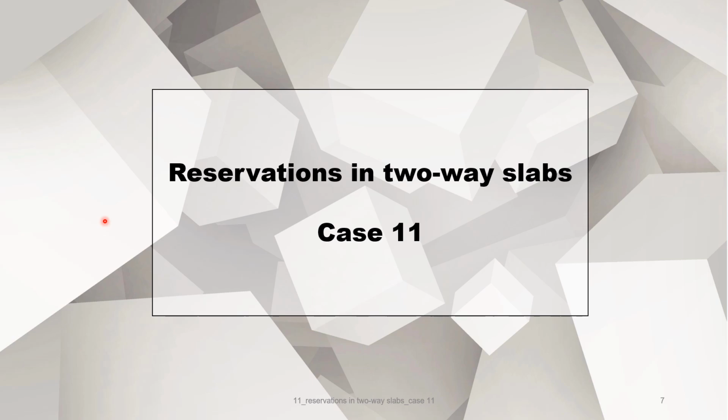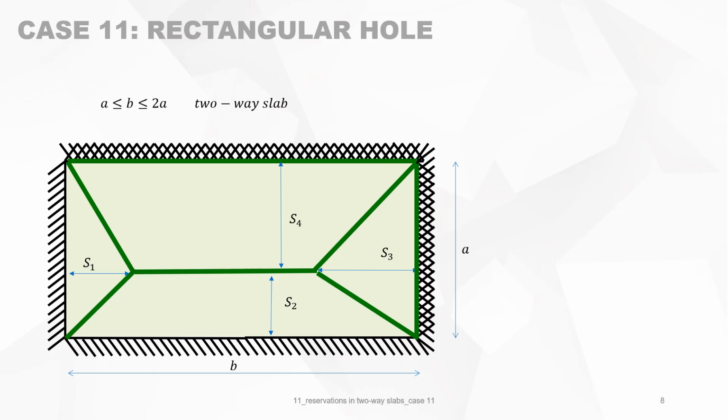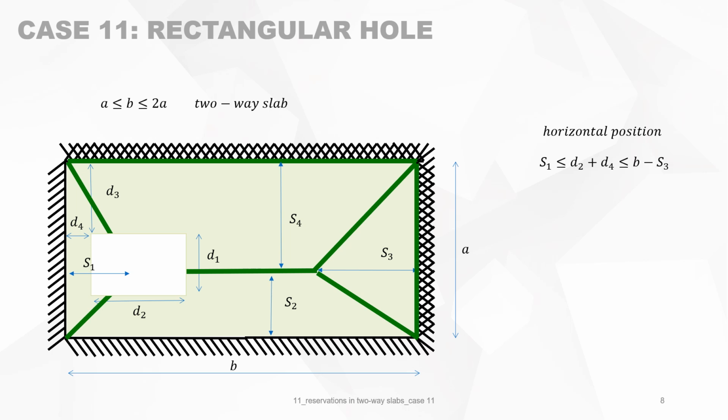Now we will look at case 11. Case 11 is a rectangular reservation in the slab with a size of D1 by D2 and the position D3, D4. To be a two-way slab, B must be between A and 2A. The horizontal position of the reservation must be between S1 and B minus S3. So this is this reservation going from left to right.